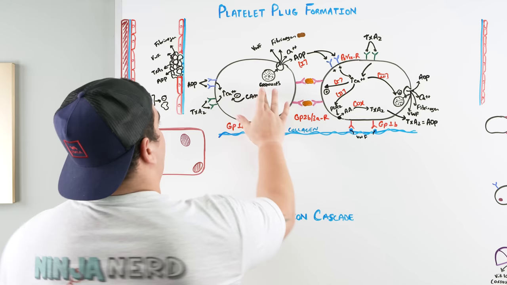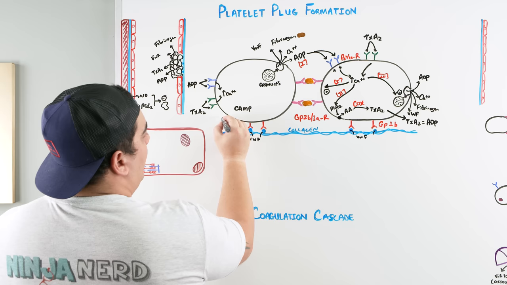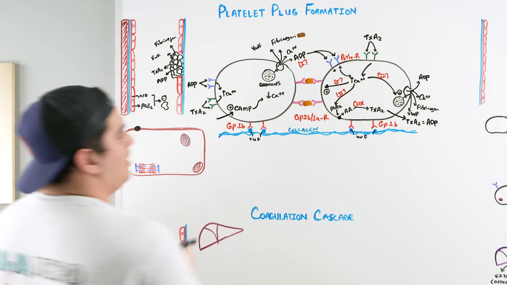So here's what I want you to think. I want you to think about it like this then. So we know that these molecules increase calcium levels. I also want you to associate that cyclic AMP is a molecule that's present in these platelets. And if we activate it, cyclic AMP can work to decrease your calcium levels. And so in other words, you won't perform all of these functions.